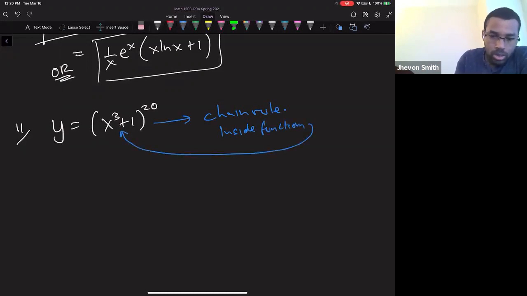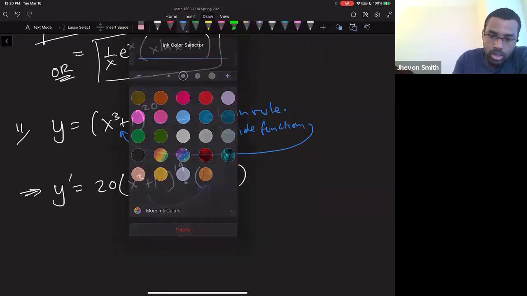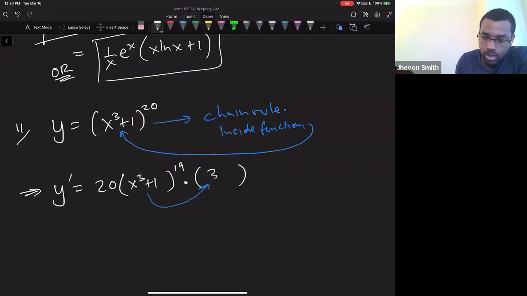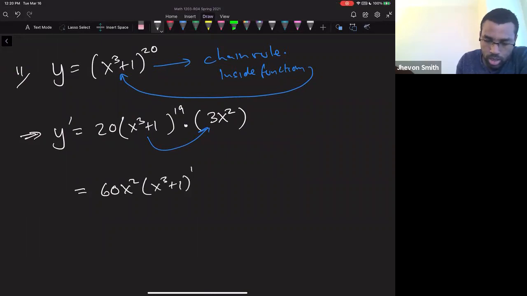So the chain rule says I would differentiate the outer function, which we can do by the power rule, leave the inside alone, then multiply by, open parentheses, the derivative of the inside. So this is 60x squared times x cubed plus 1 to the 19.